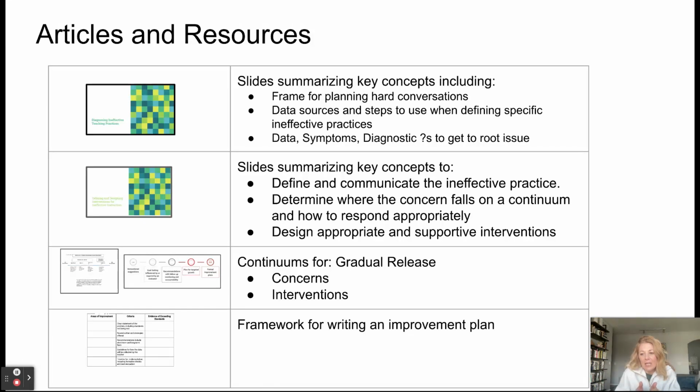If things don't change, even after being very clear in communication, then you move to the more formal end of the continuum, and that's where it's some sort of formal plan, and then there's a progression usually that follows. And so two other resources in the module this week are those continuums for gradual release in one, how you're addressing concerns, and then two, how you put interventions in place.